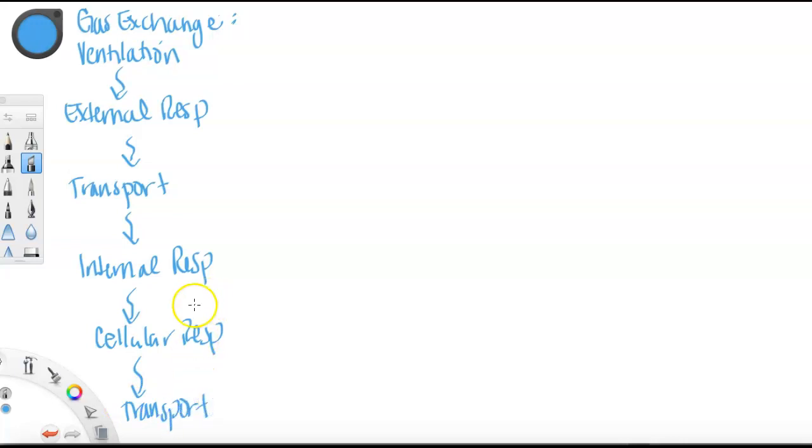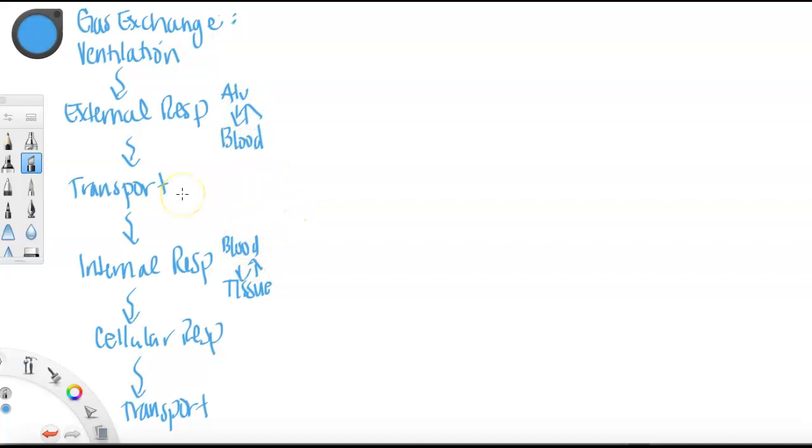And transport again. Okay, so external respiration is gas exchange from alveoli to blood. Internal respiration is blood to tissue and vice versa.